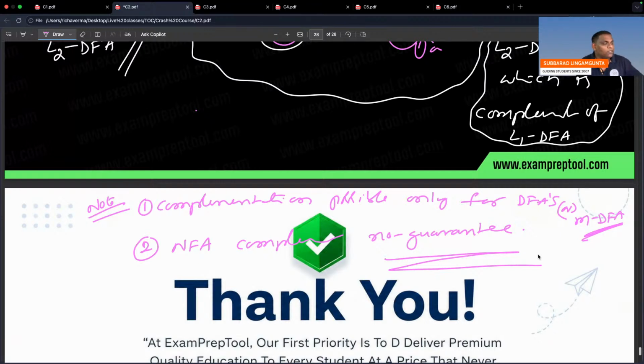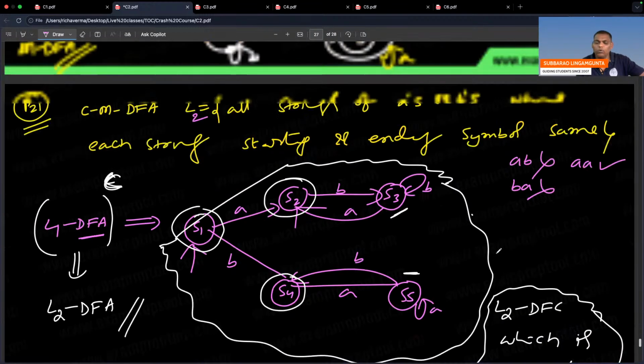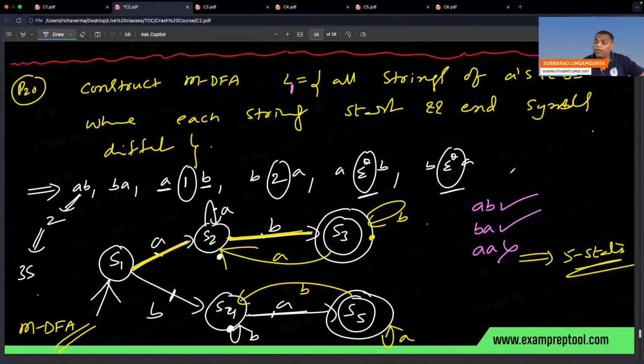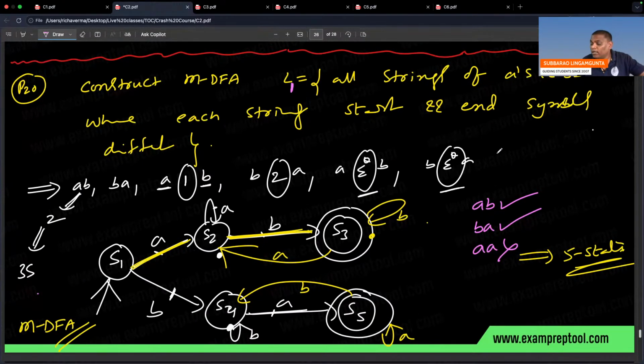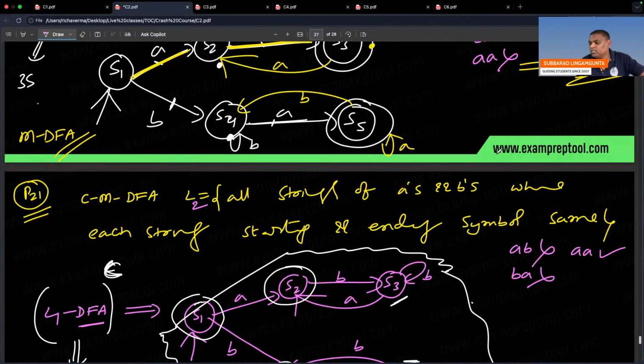Some people are asking, sir, I have a DFA for a particular problem. Can I do complementation? Exactly, you can do it, for every DFA or a minimal DFA. What is complementation? Exchanging final to non-final, non-final to final, remaining all same.